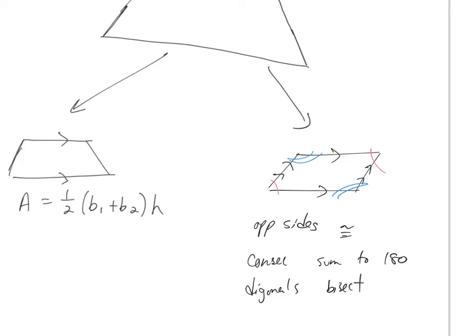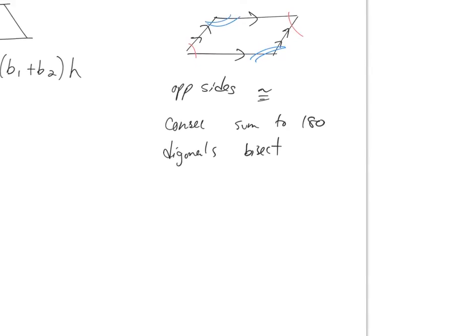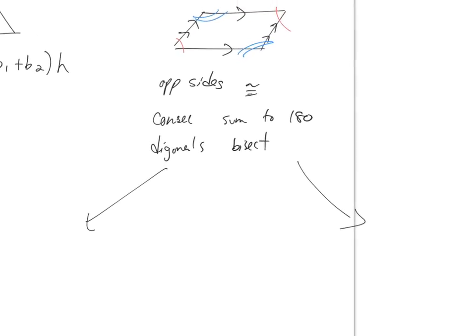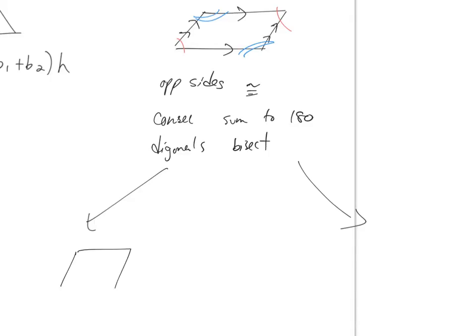Now, from a parallelogram, what can we get? What are the 2 options that come from there? There are 2 types of special parallelograms. What are they? Rhombus and a rectangle. A square is the combination of those 2. You guys didn't see this in geometry ever? Here's your square. Here's your rhombus. Here's your rectangle. You got a rhombus and a rectangle.